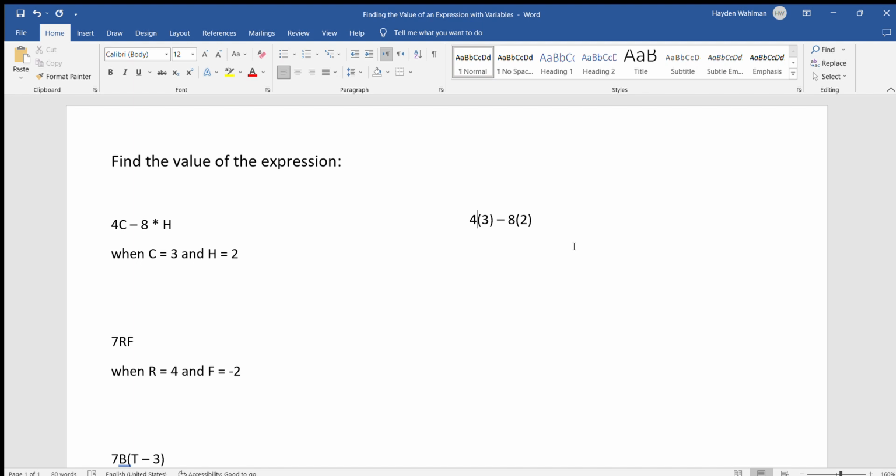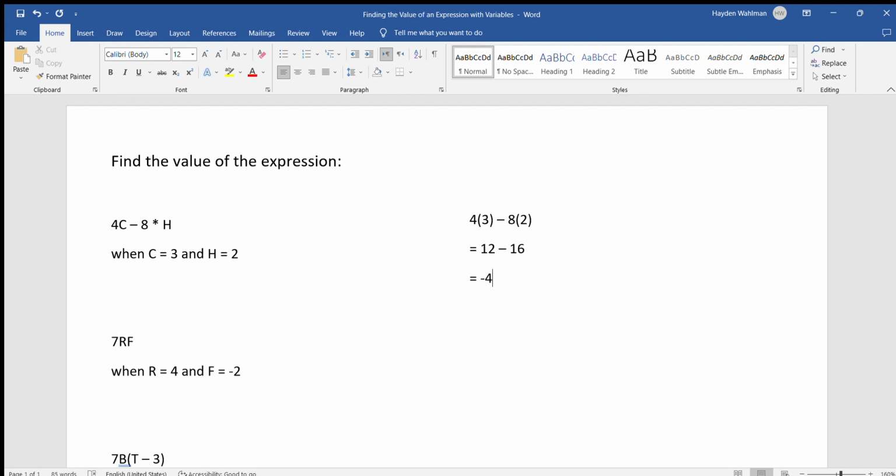So the next thing we do is indices or powers. Well, there's no powers here. And so the next one is multiplication and division. There's no division, there's multiplication, so let's do multiplication first. So 4 times 3 is 12, and 8 times 2 is 16. Now we can do the subtraction and addition. Okay, that's the last step of BOMDAS. So we have 12 minus 16, which is -4, right?